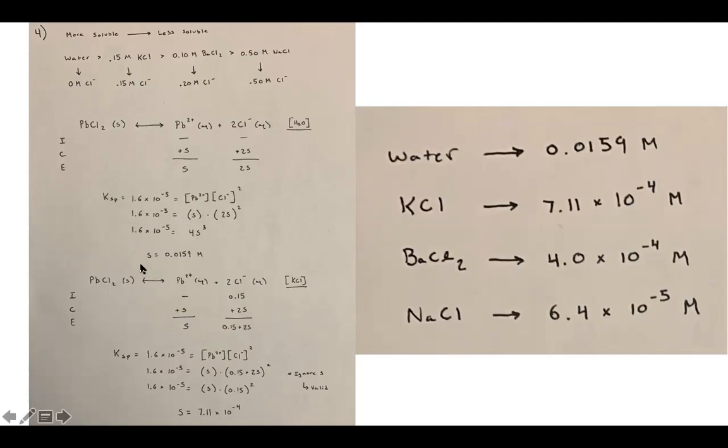And so when we solve for just S, which again is basically the solubility of our lead chloride, it comes out to 0.0159 molar.